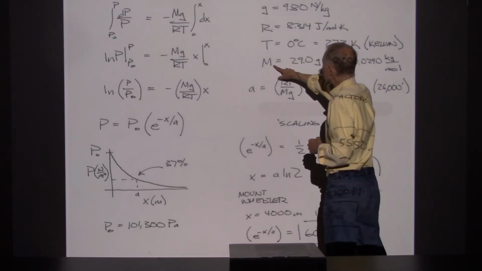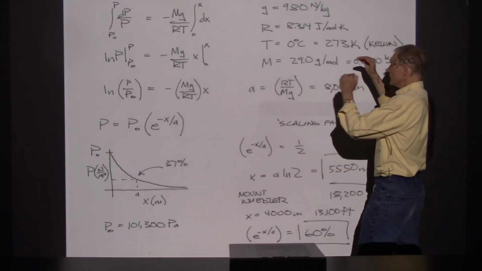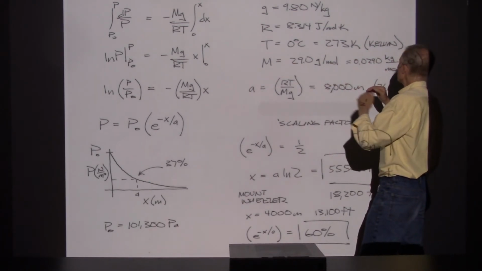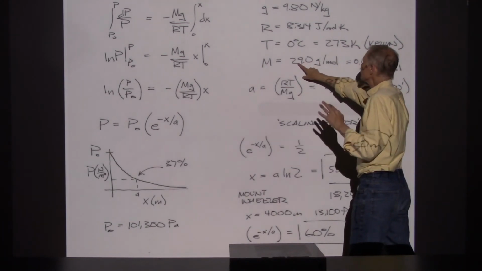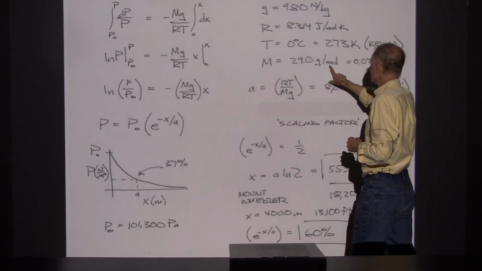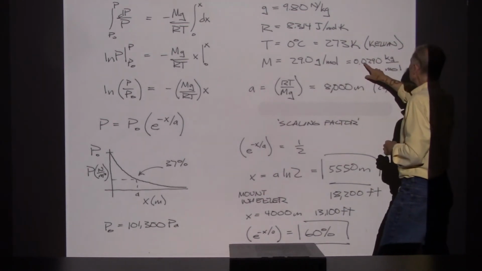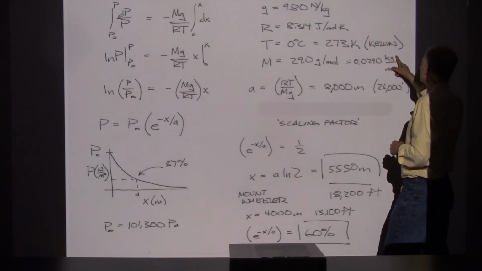And then the molar mass. When I looked at the molar mass for a nitrogen-oxygen atmosphere, it works out to be almost exactly 29.0 grams per mole. And that is 0.0290 kilograms per mole.